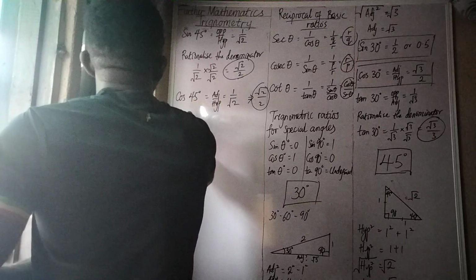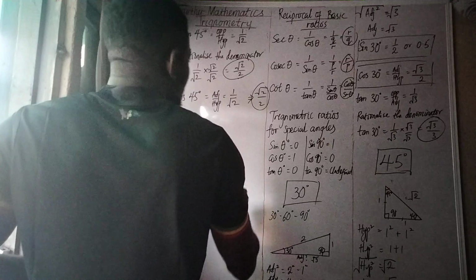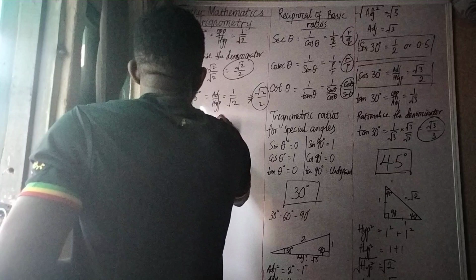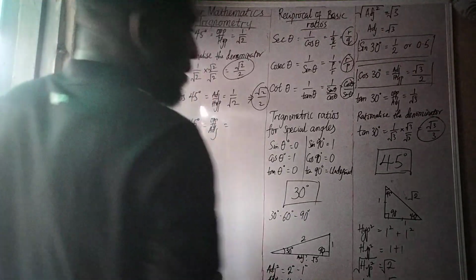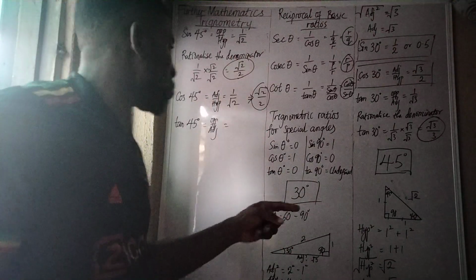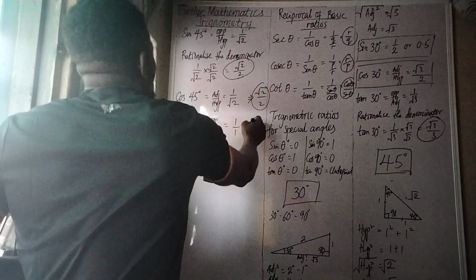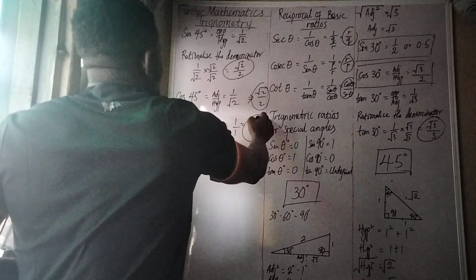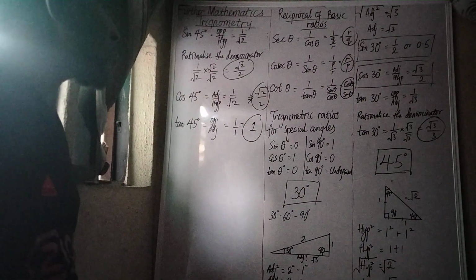So we go to tan 45 degrees. So tan 45 degrees will be opposite over adjacent. And if we look at that 45, 45, 90 degrees isosceles triangle that we have here, you will see that the opposite is 1, the adjacent is 1, so we have 1. So the answer to this is what? 1. Okay. So tan 45 degrees is 1.